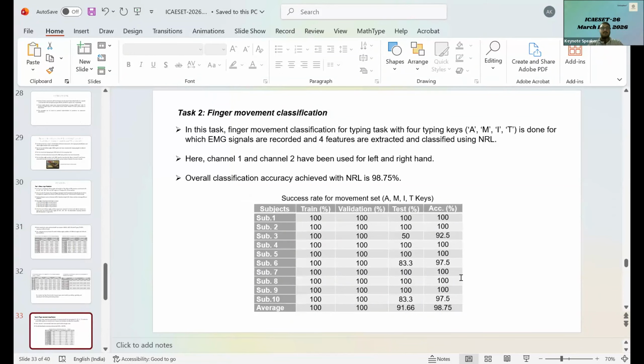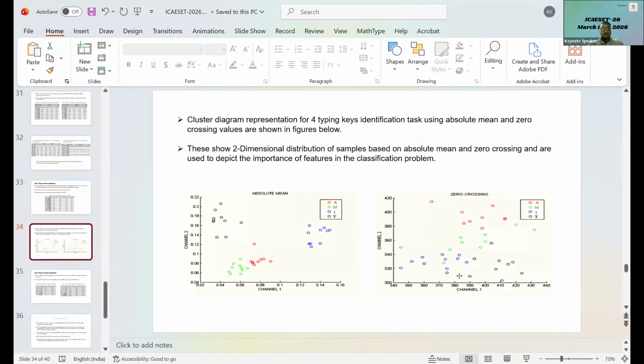Similarly, for typing finger, we have chosen four typing keys: A, M, I, T. The same procedure was repeated, and we classified these 4 keys with an accuracy of 98.75%. Similarly, we have drawn a scatter plot for this, like previously shown. If you look here, based on the absolute mean value for channel 1 and 2, meaning left hand and right hand finger, we can easily see that these features are separated on their own because their feature values are different. Based on this, we are easily able to identify the different keys.